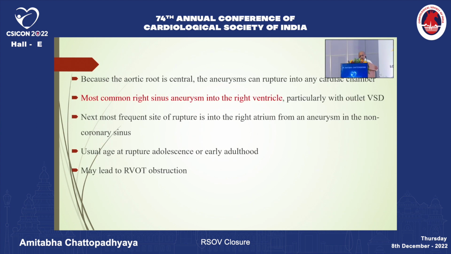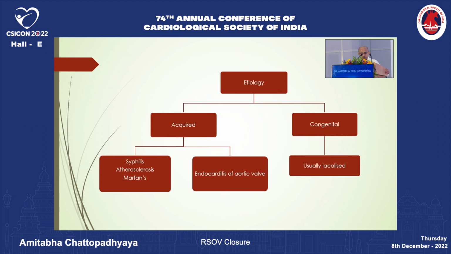Because the aortic root is central, the aneurysms can rupture into any of the cardiac chambers. Most common is the right sinus aneurysm into the right ventricle, particularly with outlet VSDs, the cause which I was describing. The next most frequent site of rupture is into the right atrium from an aneurysm in the non-coronary sinus. The usual age of rupture is adolescence or early adulthood, and the ruptured aneurysm may lead to RVOT obstruction in some cases.